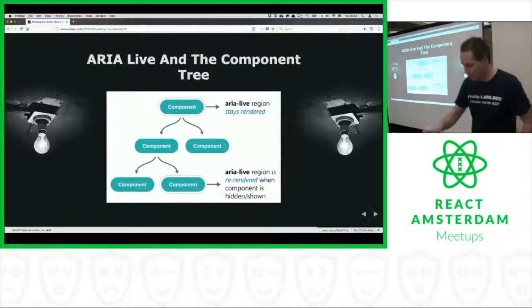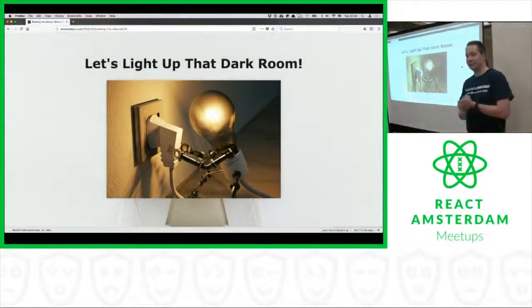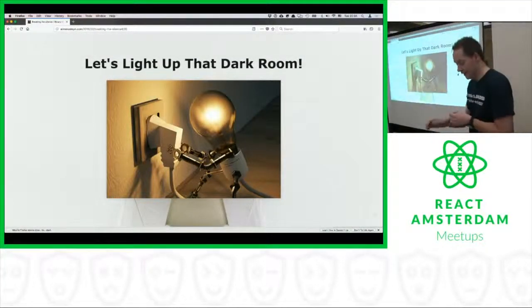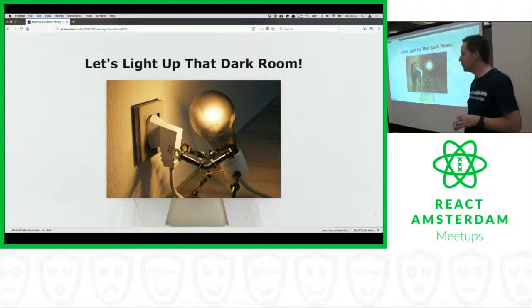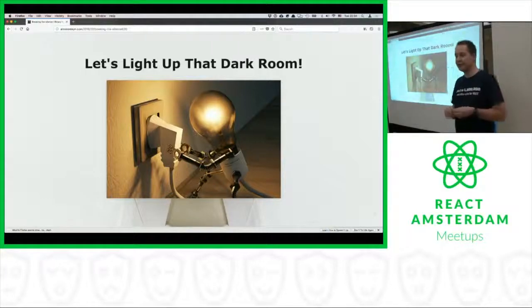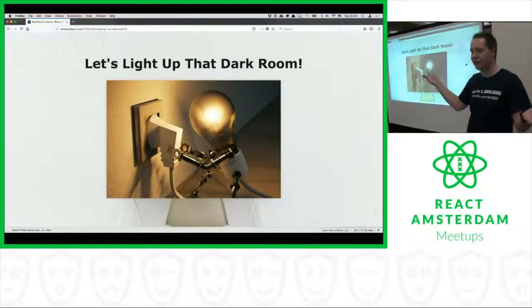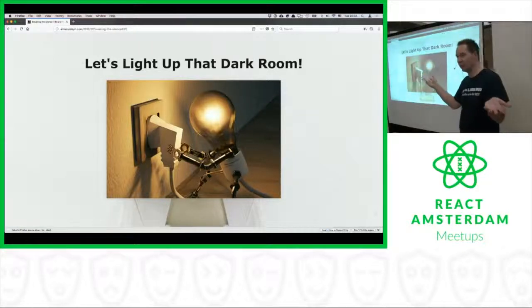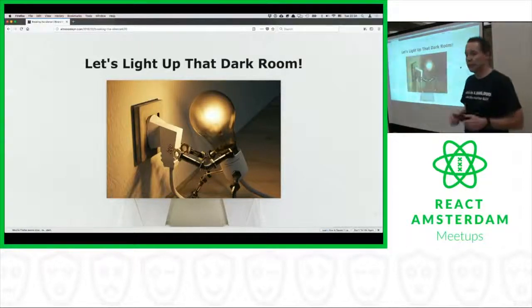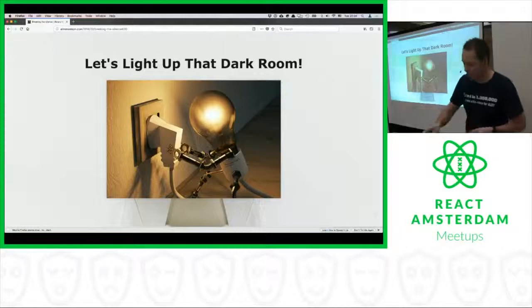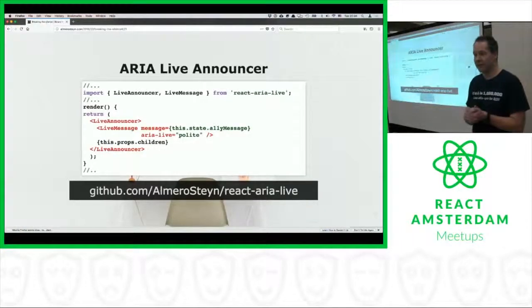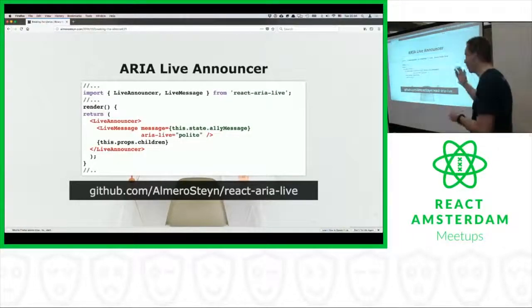We know now what we're going to be doing, so let's go and light up the dark room that we had in the second or third slide. But communicating from child right up to the top parent is not a simple task. We need React context, or a complex Redux solution, that would do it. React broadcast, there are a number of solutions, or you could just use the aria live announcer that I've created for you, that you can pull down from NPM.